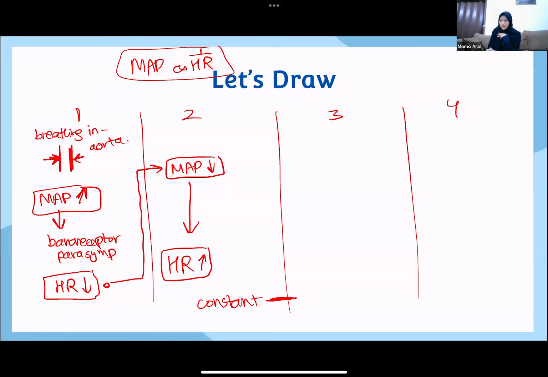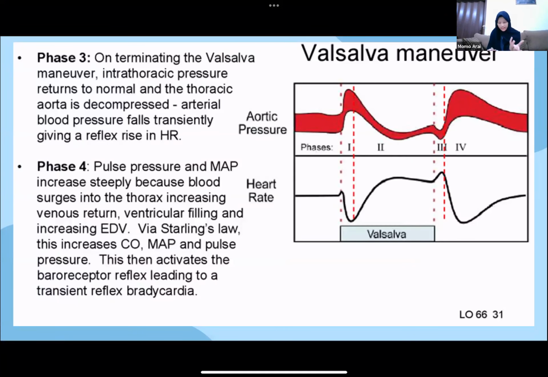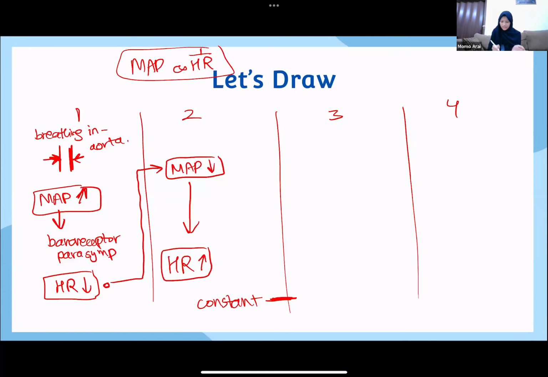Okay, good. So we'll go into phase three. In phase three, we said that you're starting to release or exhale air, right? Here you see a small dip in mean arterial pressure and an increase in heart rate. Now we have to understand why. Remember what we said in phase one? We said that the aorta is compressed because you're breathing in very much. In phase three, it's the opposite. Now you're exhaling air out, that means your aorta is decompressed. So it goes from compressed to a lot more dilated.